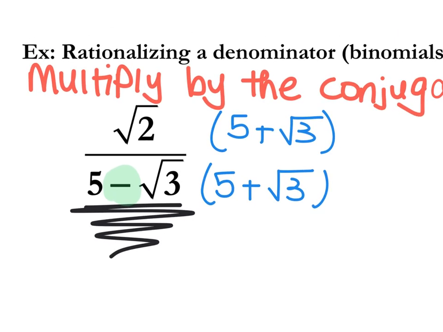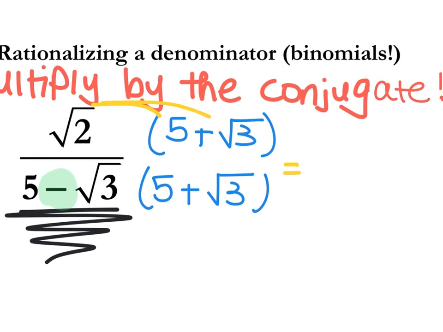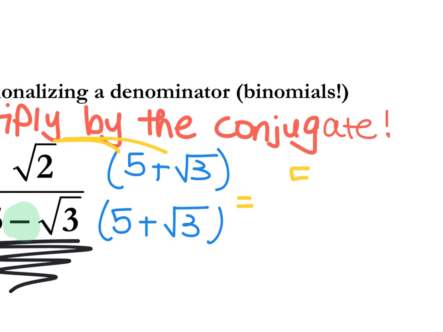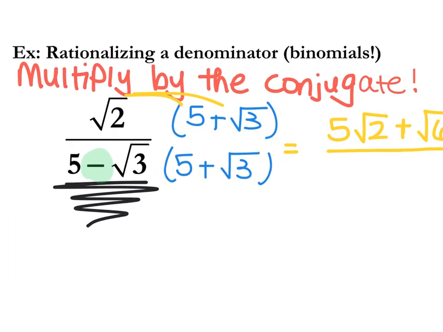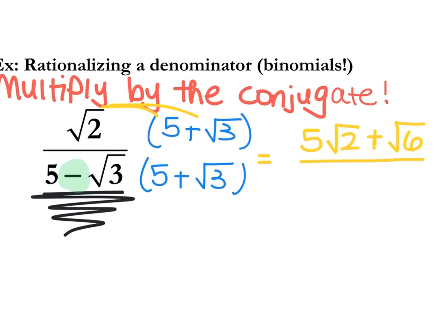In my numerator, I'm going to just distribute the root 2. So I get 5 times root 2. Root 2 times root 3, just multiply the insides, we get root 6. I cannot combine those because root 2 and root 6 are not like terms, so I'm done with my numerator. Now in the denominator, you all are going to love this. You have to FOIL.